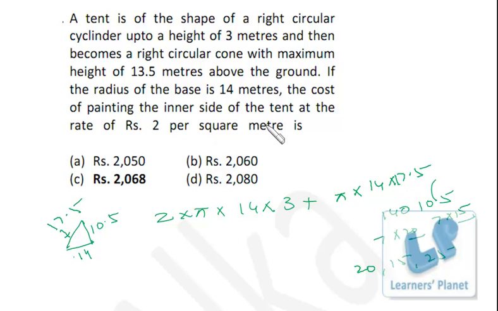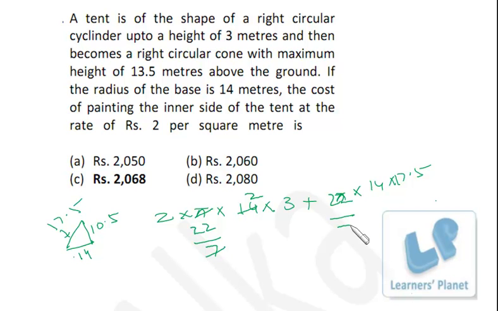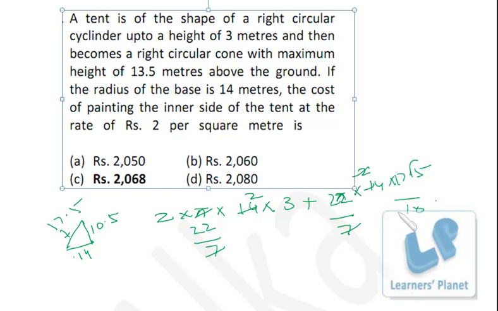And this into 2 we have to do. Okay, now what we can do is, see, this pi is 22 by 7. So I write 22 by 7. 7 2s are 14. 22 by 7. 7 2s are 14. Okay. So this is 2, 5.